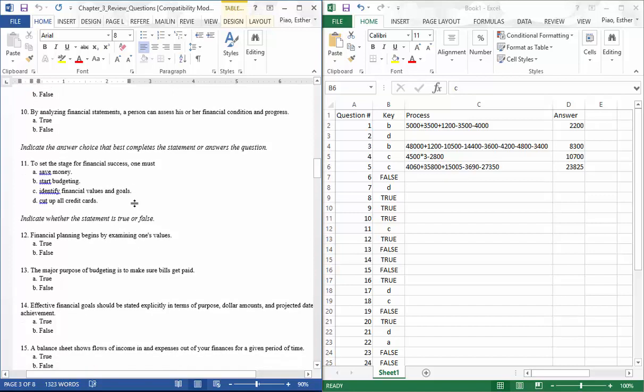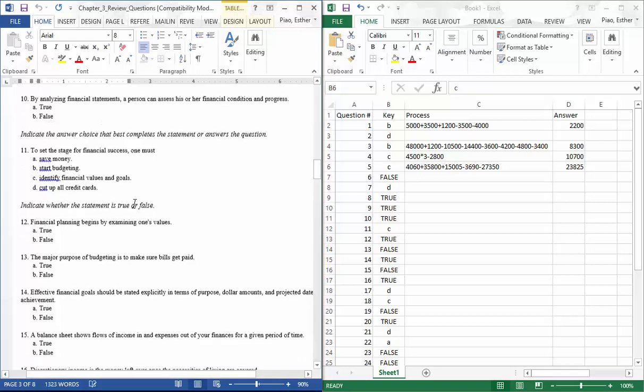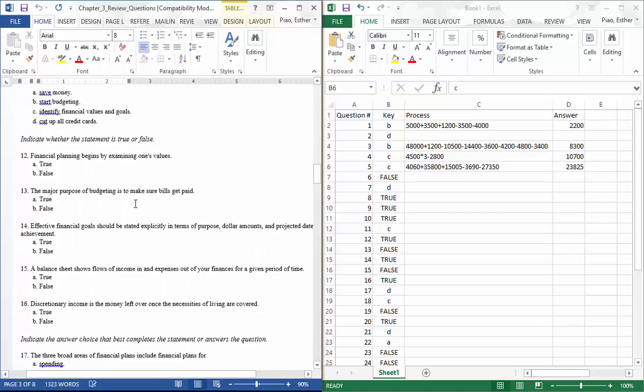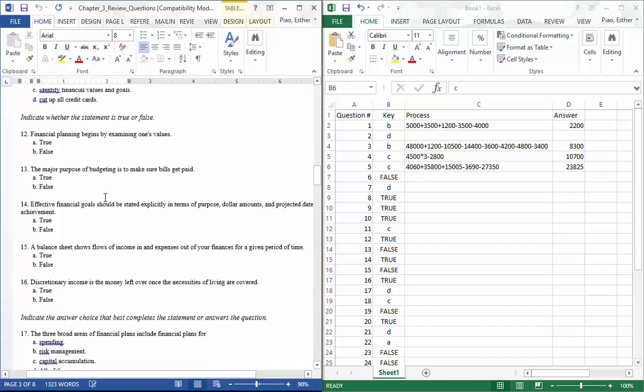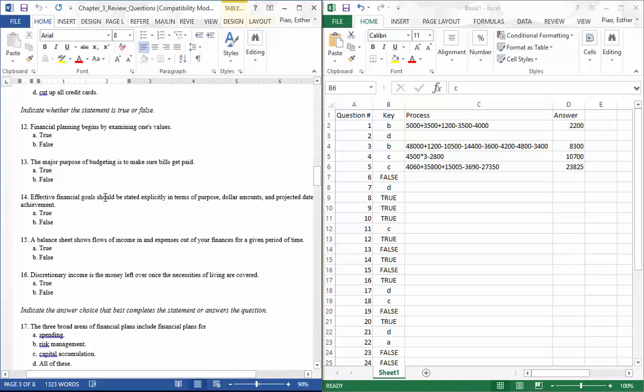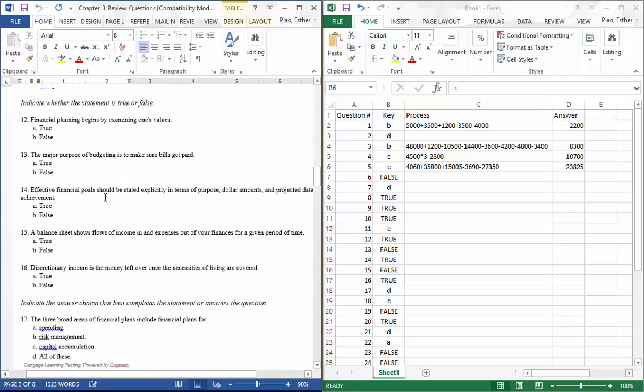And number 13. The major purpose of budgeting is to make sure bills get paid. I think you've probably heard your mom or dad saying this all the time: you need to have a better budget to get bills paid. But getting bills paid is not really the main purpose of budgeting. By doing a budget, we keep track of each spending so that we have better control over our financial condition. That should be the prime purpose of budgeting.